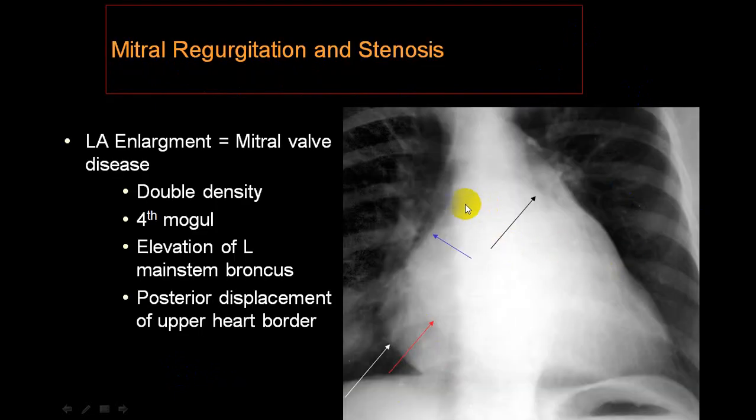Again, you can see here one additional shadow, shown by the red arrow. And this is the right border, exactly the right border. Along with that, I can see an additional shadow here, a little more dense. Look at this density. This is because of LA. So this is a double atrial shadow.